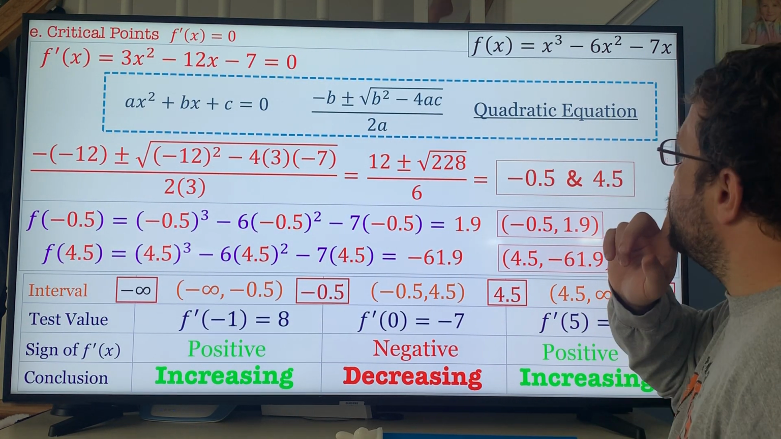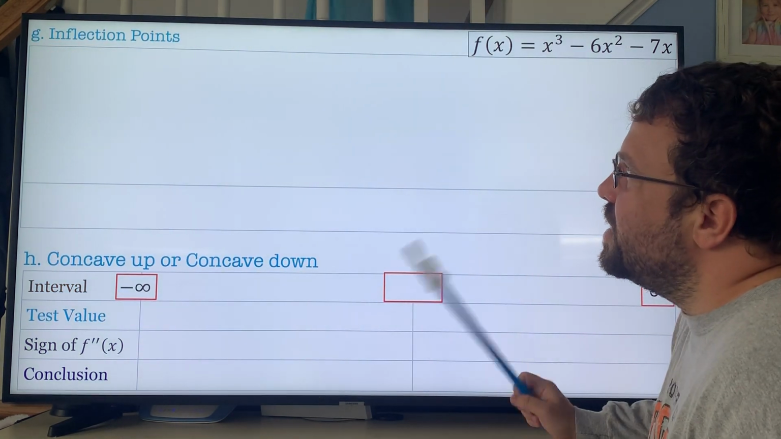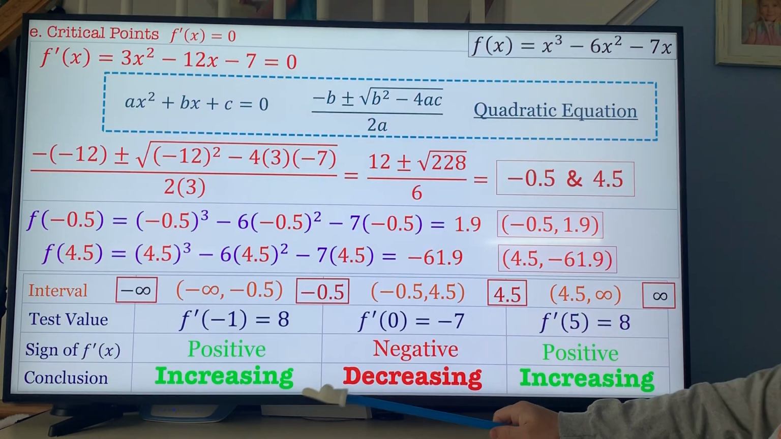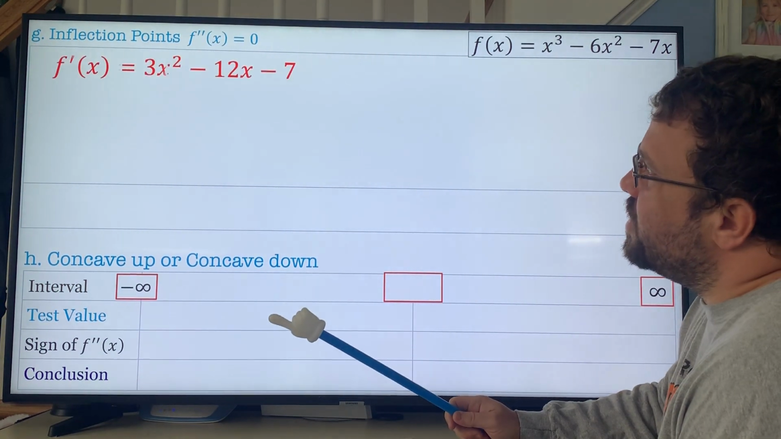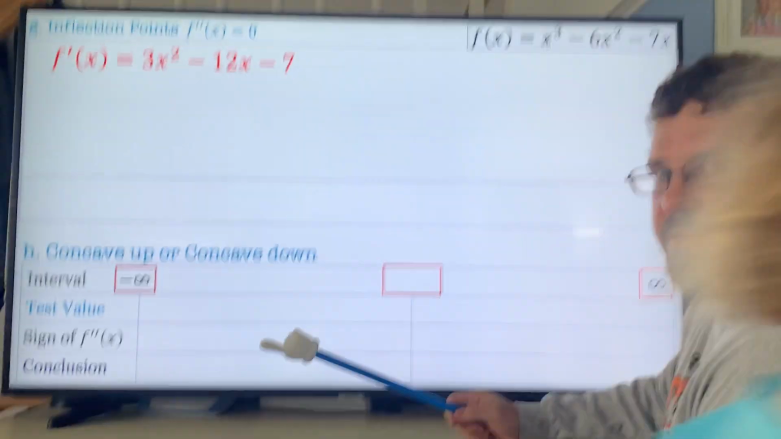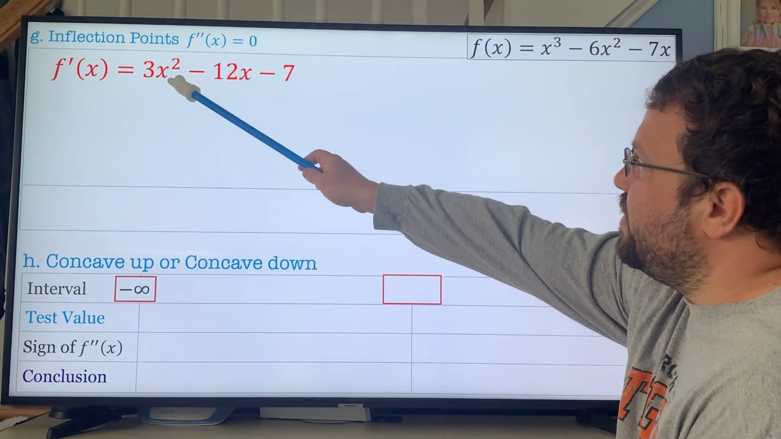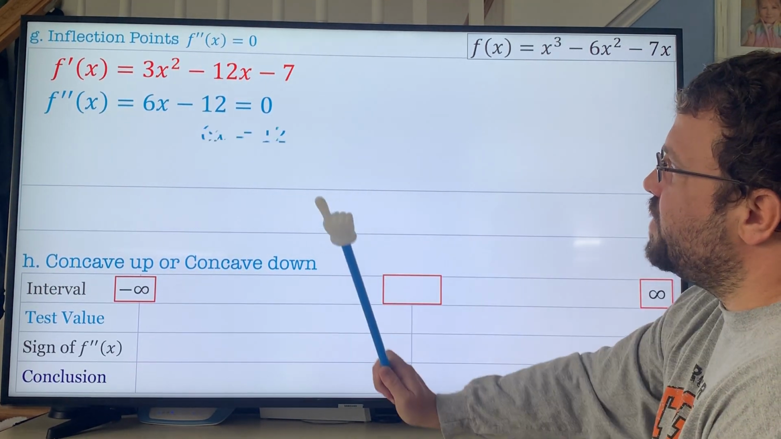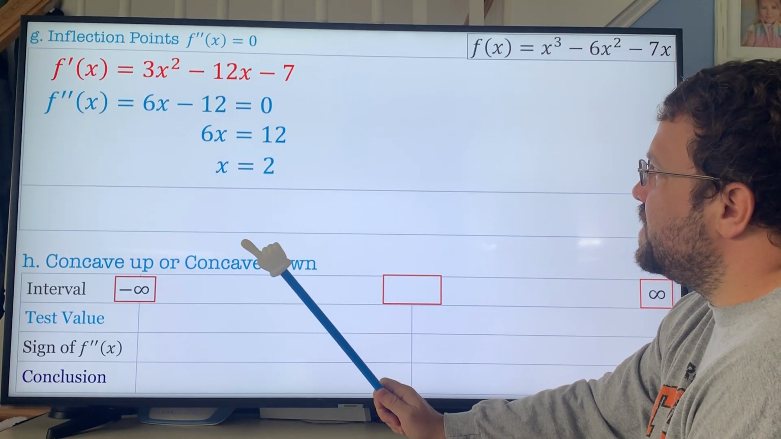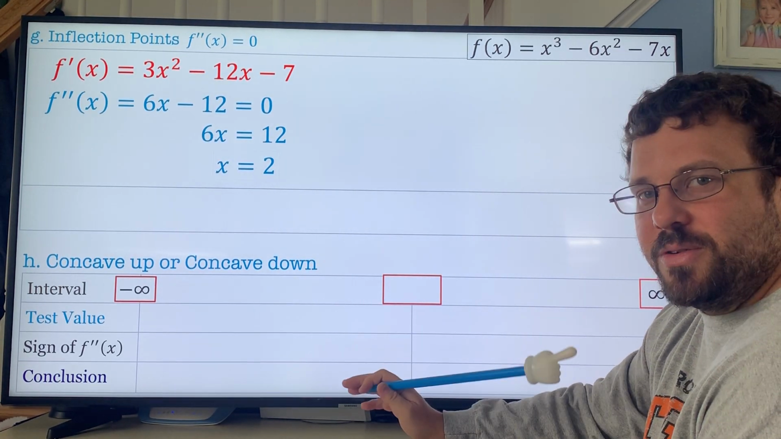Okay? Thank you. Now, when you do your inflection points, in case you missed it, you're going to take the derivative of your second derivative here. Derivative of this. 6x minus 12 equals 0. Add 12. Divide by 6. And you get x equals 2.